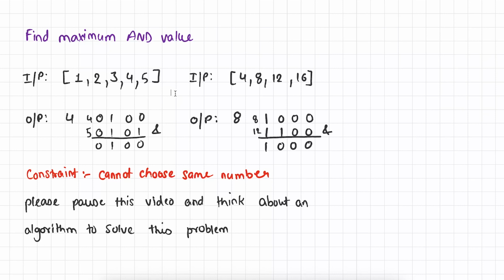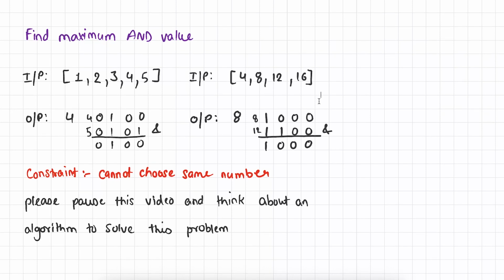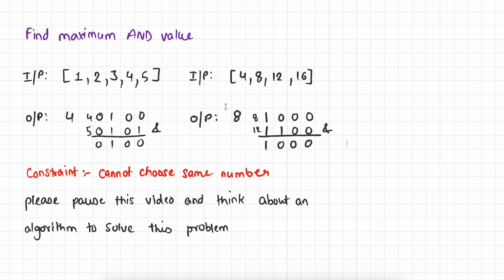Let's see the next example. We have an array of 4 numbers: 4, 8, 12 and 16. If we do bitwise AND of 8 and 12, we get a number equal to 8. Apart from these two numbers, if you take bitwise AND of any numbers, you are always going to get a number that is less than 8. So that's why the output is 8, and here the output is 4.